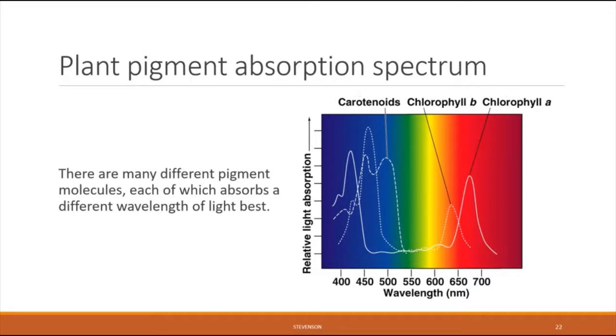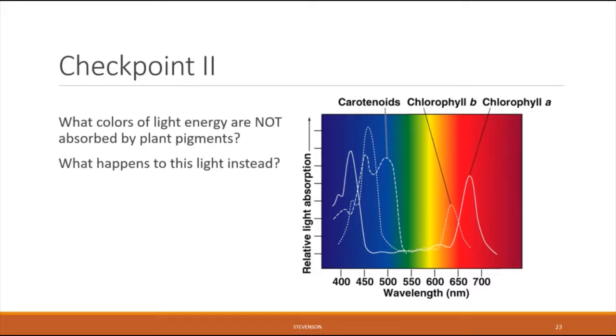But if we look at this figure, this graph, which shows us some of the more common plant pigments, we can also see that there is a certain region of light that appears not to be absorbed by the plant pigments. Tell me, what color is this light that is not absorbed by the plant pigments? And then speculate for me, what happens to this light instead if its energy is not being captured?